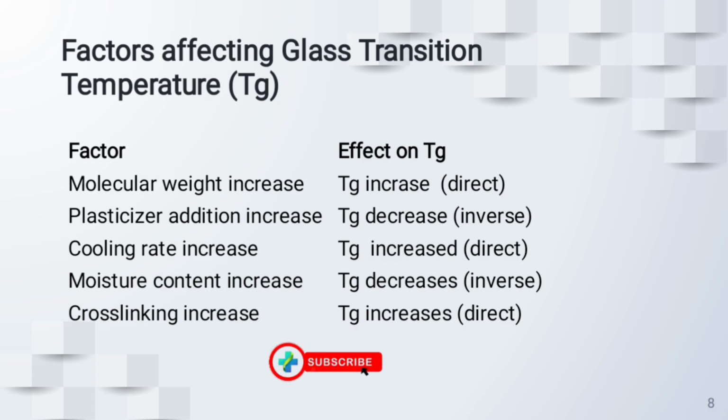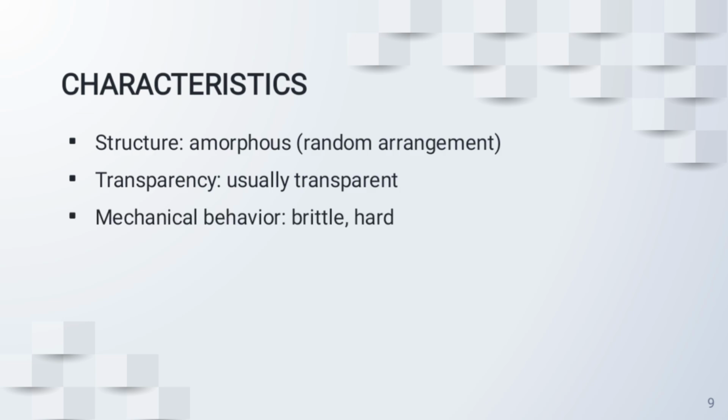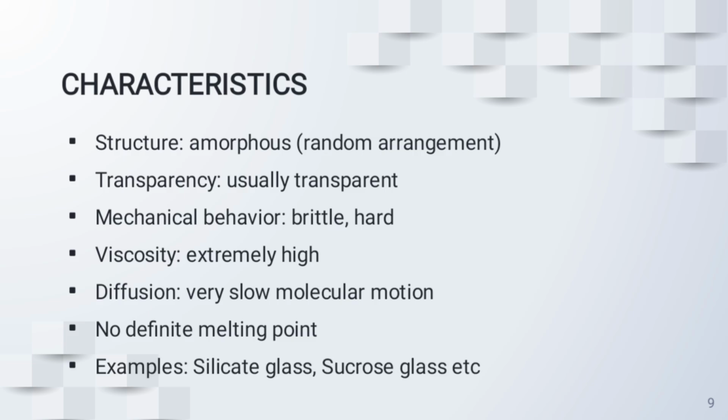Okay, moving further, the next point is the characteristics of the glassy state. Structure: amorphous or random arrangement. Transparency: it is usually transparent. The next is mechanical behavior: it is brittle but hard. Then viscosity is extremely high. Diffusion: very slow molecular motion, and it has no definite melting point. Some examples include silicate glass or sucrose glasses, etc.